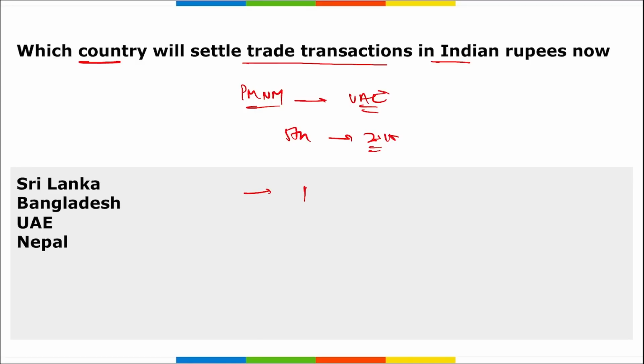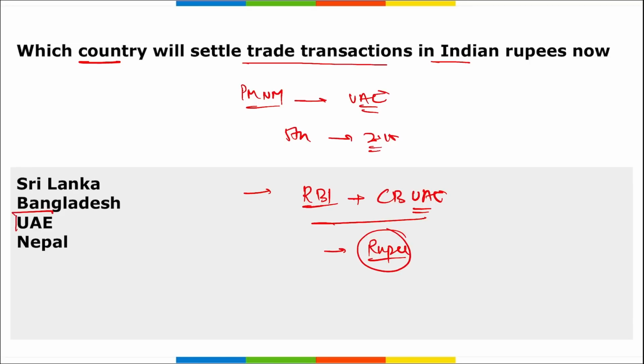During their visit, RBI, Reserve Bank of India, and Central Bank of UAE have done various agreements to increase the trade between these two countries, as well as to settle the transactions in their own currencies. It will be rupee, right? So we can say it is UAE and India, right? And we have seen that now Indians will be able to pay easily even at the airport of UAE, and even the trade transactions between these two countries will be settled in rupee, right?